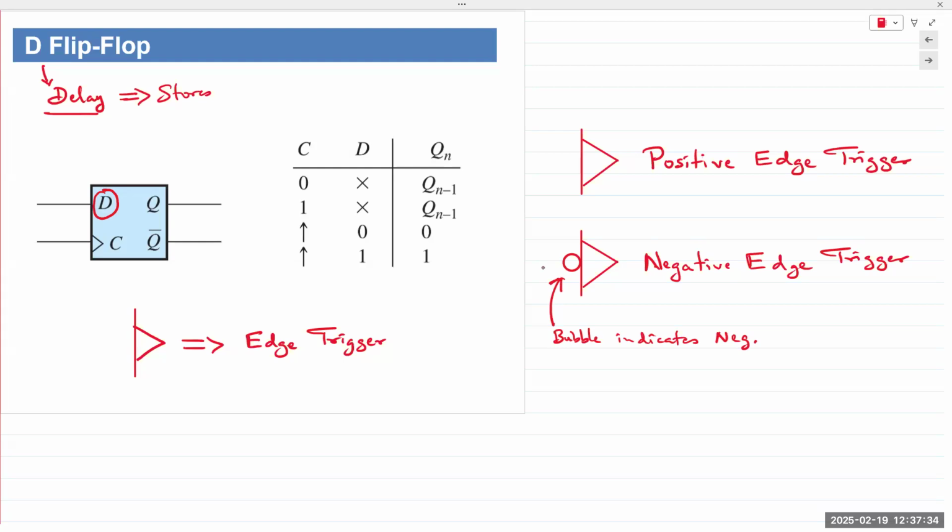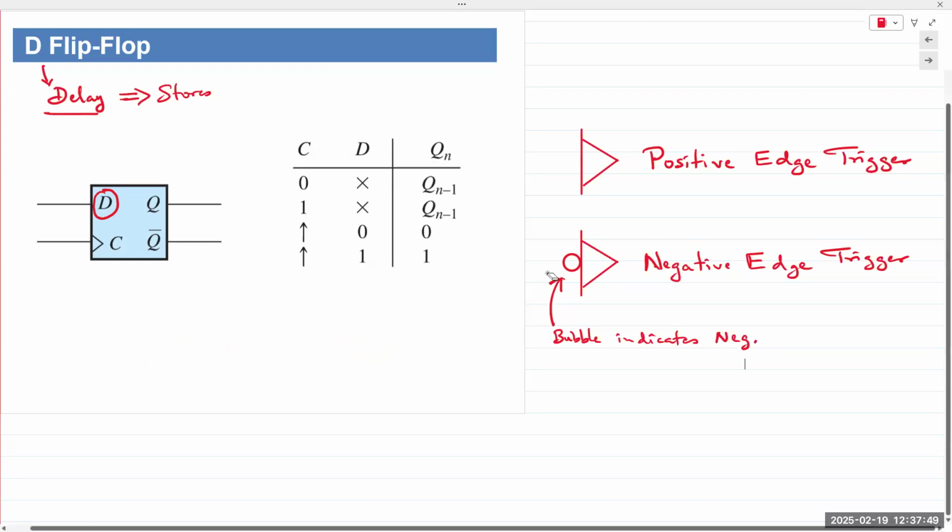Okay, so be very careful when you're building your circuits. And instructors will point it out to you in the lab itself. But again, as an engineer, this is something you should become familiar with. Even as a non-EE major, you would come across this. So if you see a bubble, it means negative edge trigger.